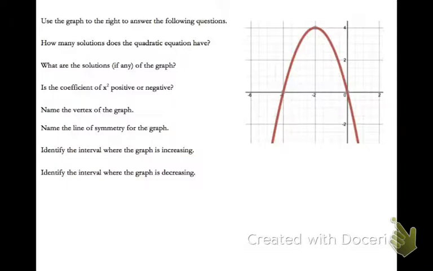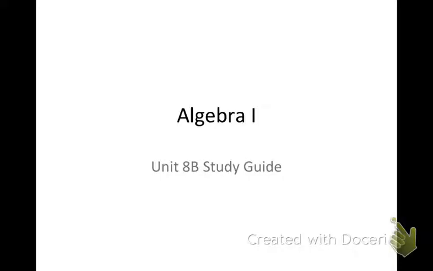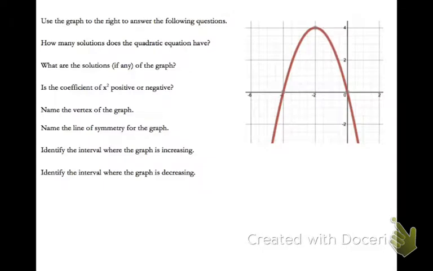The next problem shows you a graph of a quadratic, here, this parabola, and then asks you just different questions about it. So how many solutions does the quadratic equation have? So locate your x and your y axes, and then solutions are where it's crossing the x-axis. So since it's crossing twice, that means it has two solutions.